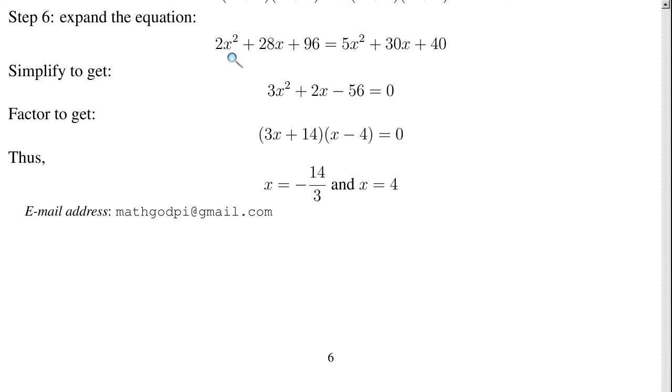Simplifying, subtract 2x from the left side and subtract 2x squared from the right, and 2x squared and 2x squared, that goes away, that becomes 3x squared. Subtract 28x, that goes away, and this becomes 2x. Subtract 96, that goes away, that becomes negative 56. So it's 0 equals all that stuff, I just flipped it around. So 3x squared plus 2x minus 56 equals 0.